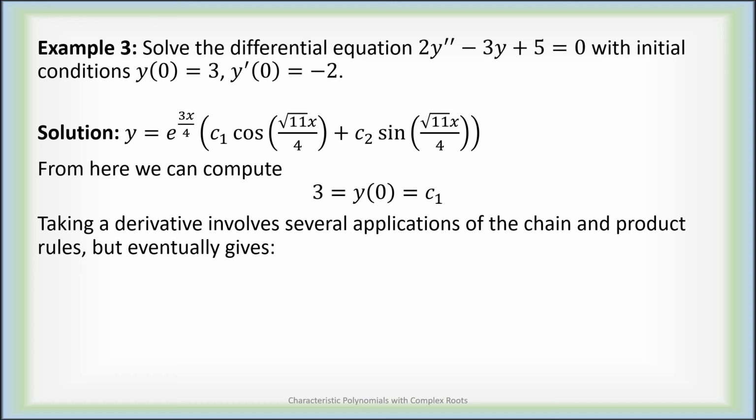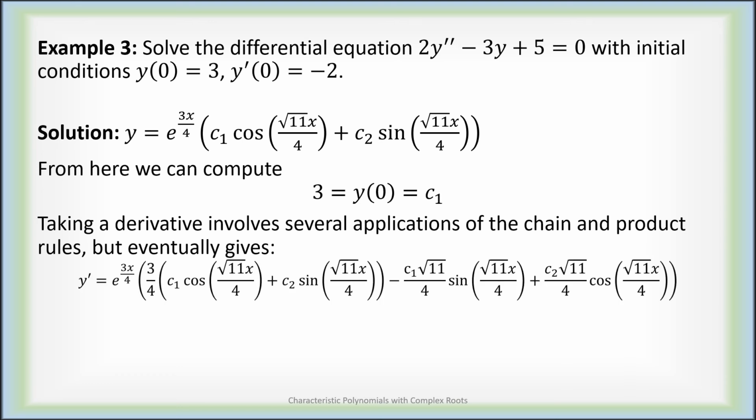Taking a derivative involves a couple of steps. We need the chain and product rules, but eventually what you get is this monstrosity. So here's the derivative. e to the 3/4 x times 3/4 times the quantity c1 cosine of root 11 over 4 times x plus c2 times the sine of root 11 over 4 x, minus c1 times root 11 over 4 times the sine of root 11 over 4 times x plus c2 times root 11 over 4 times the cosine of root 11 over 4 times x. All right, it's a mouthful, but whatever. All I have to do now is plug in x equals 0, and it's going to become pretty easy.